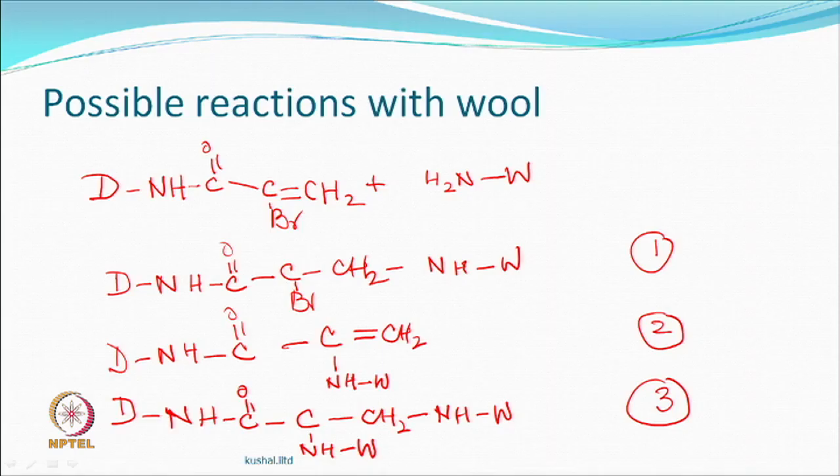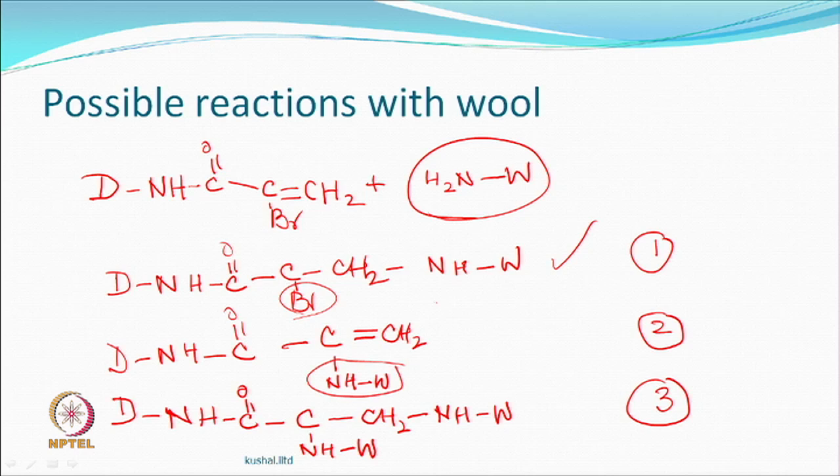So, from the amino end group of a wool, one can expect various types of possible reactions. One is addition reaction, where the double bond gets modified and you get a link like this, which is called addition reaction. Then the bromine can come out also, and then the double bond remains as it is, and the wool gets attached in this manner. Here the wool has been attached in this manner.